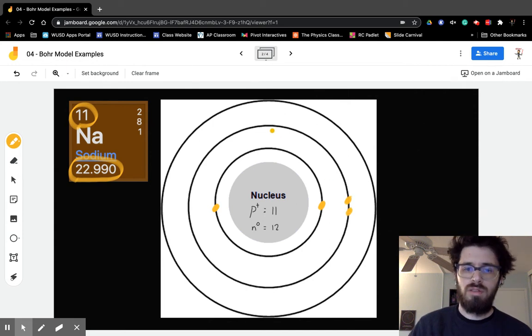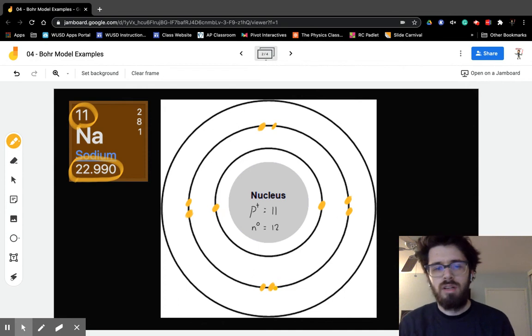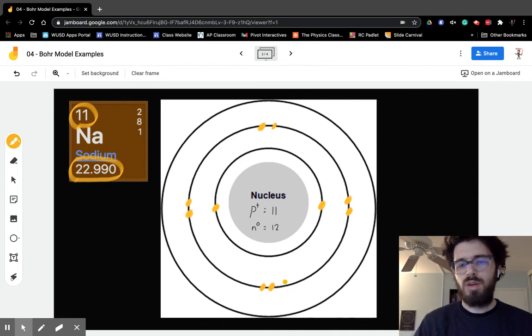So 1, 2, 3, 4, 5, 6, 7, 8. And now my second energy level is completely full. So I'm going to go ahead and move on to the next energy level, and I'm going to draw my 1 electron right here. Now, this type of electron that's on the outermost energy level is called, and I'll write it down here.